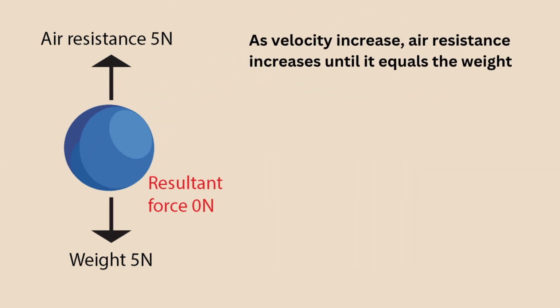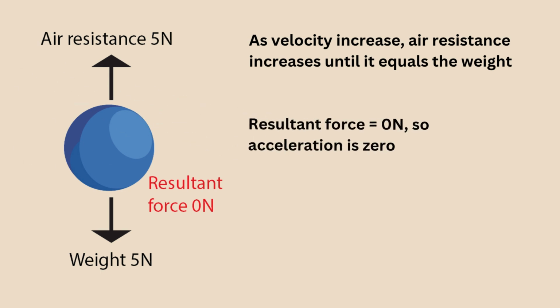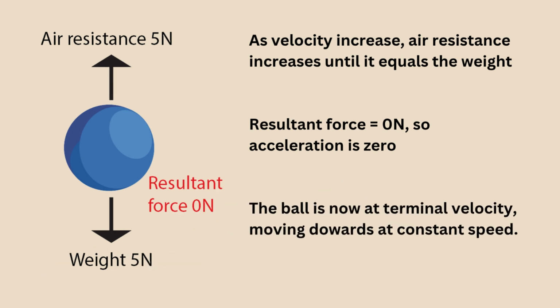As the velocity increases, the air resistance increases until it equals the weight. So at this point, the weight is 5 newtons down, and the air resistance is 5 newtons up. That means the resultant force is 0 newtons, so the acceleration will now be 0. And the ball is now at terminal velocity, so it's moving downwards at constant speed.